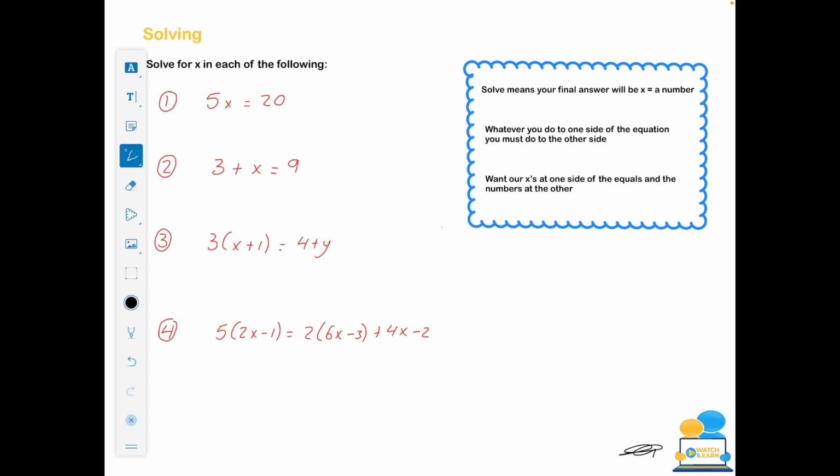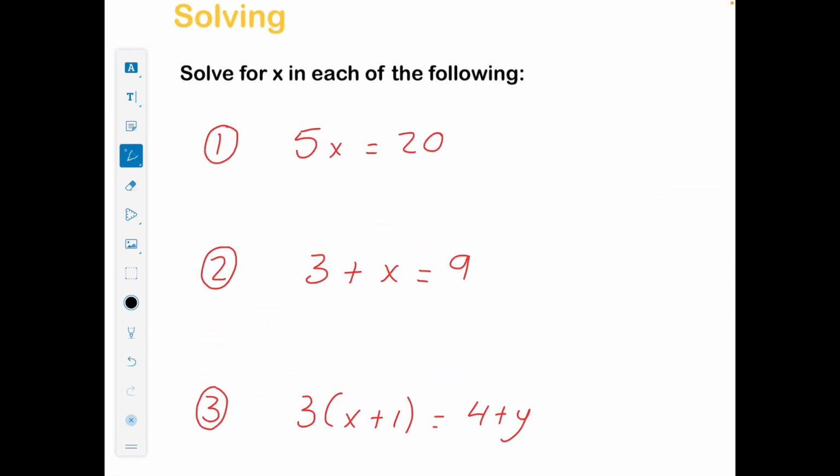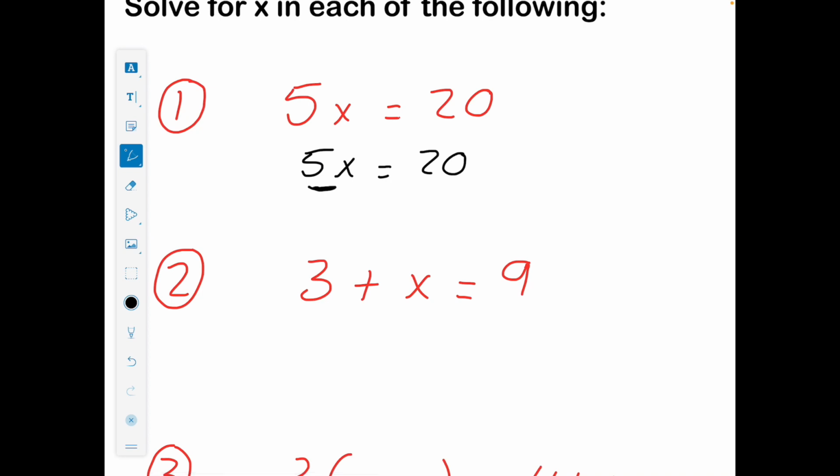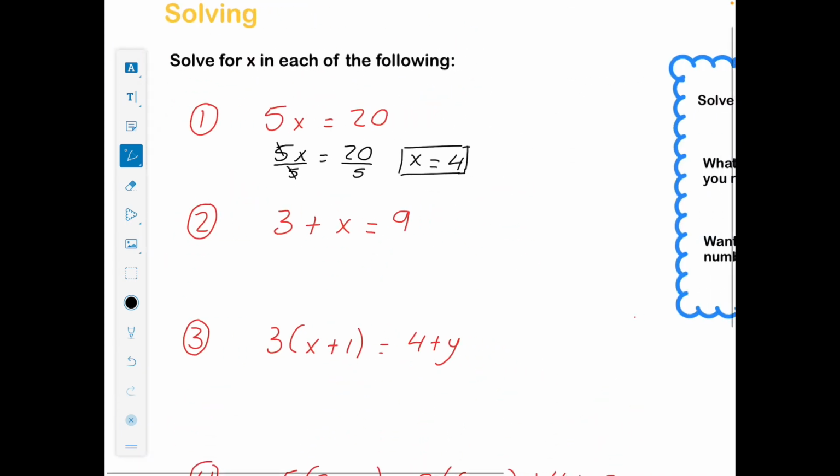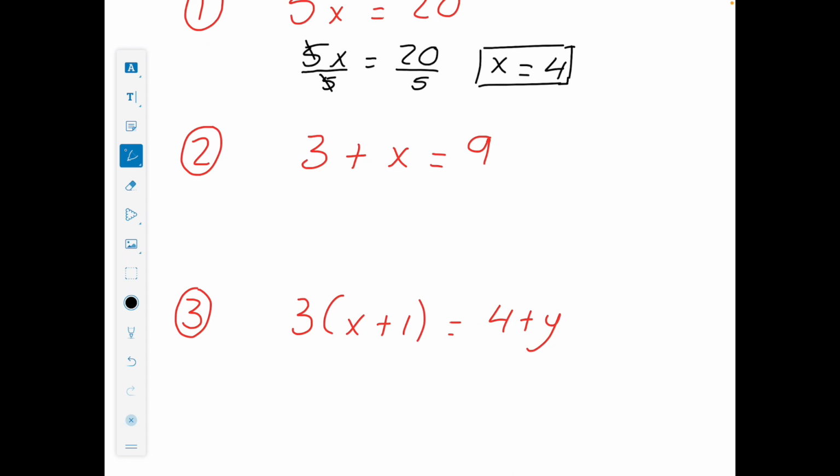So first question here, we have 5x is equal to 20. Now there's two ways to think about it. x is a number, so 5 multiplied by what is equal to 20? 5 multiplied by 4, so x is 4. It won't always be as obvious as that, so what we're going to do is, this 5 is being multiplied by the x. To get rid of that 5, we need to divide both sides by 5. So 5 divided by 5 cancels out, and you end up with x is equal to 20 divided by 5, which is 4. That's the original answer we had when we just looked at the question, but it's important to know how to do it because sometimes the answer won't be that obvious.